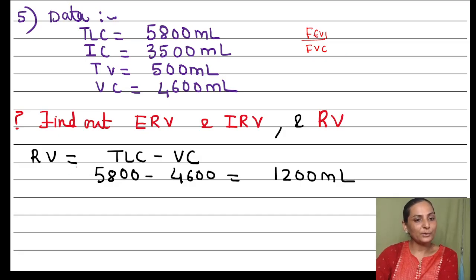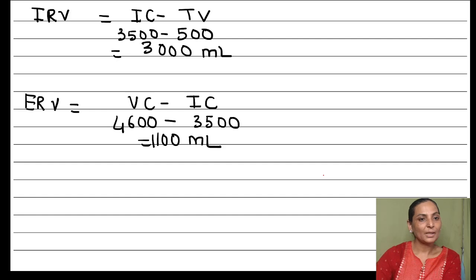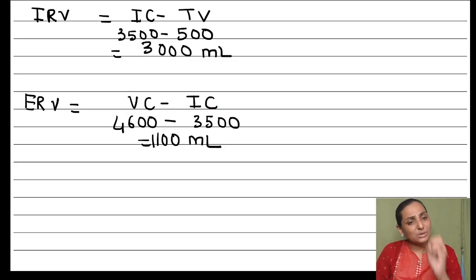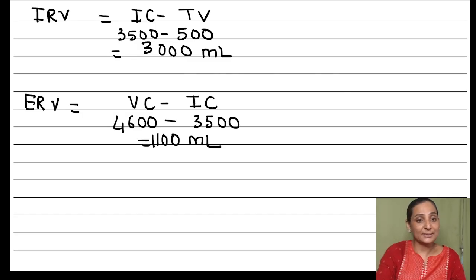So what is residual volume? It is TLC minus VC. Values are given to us, and therefore the residual volume comes to 1200. What is IRV? Inspiratory capacity minus tidal volume, because inspiratory capacity is IRV plus TV. What is expiratory reserve volume? Vital capacity minus inspiratory capacity. So the lung volumes and capacities per se are very important, most expected calculation questions in your first MBBS and even when you go forward for your PG examination. Similarly, FEV1 to FVC ratio is very important, that you must learn.